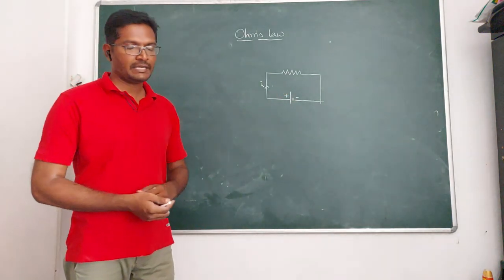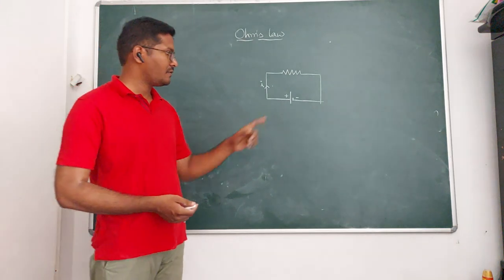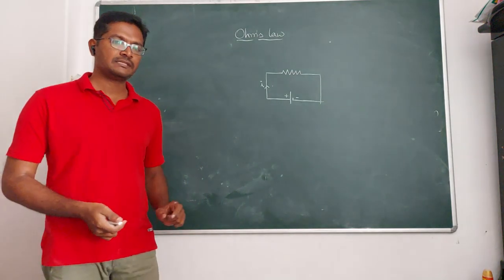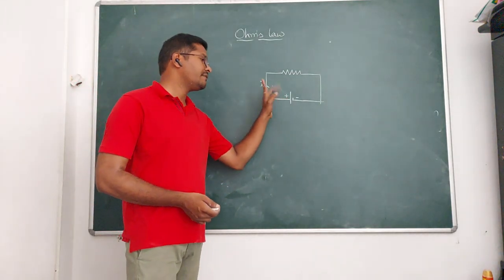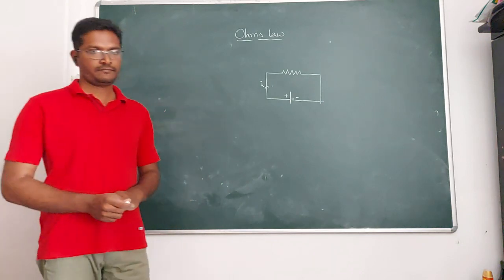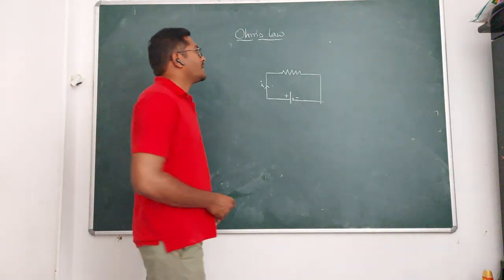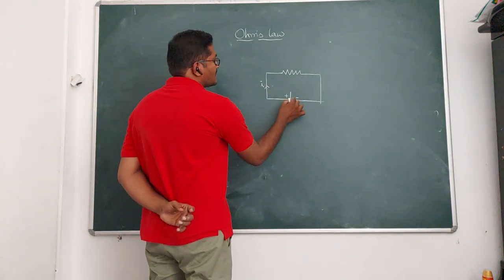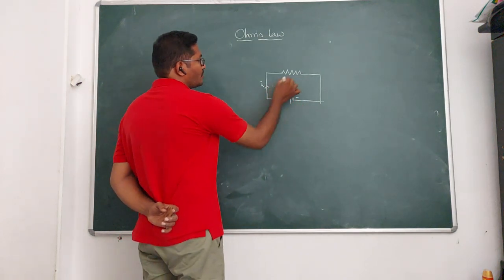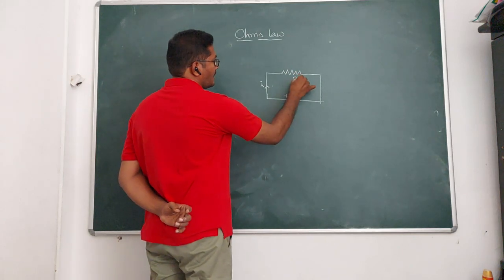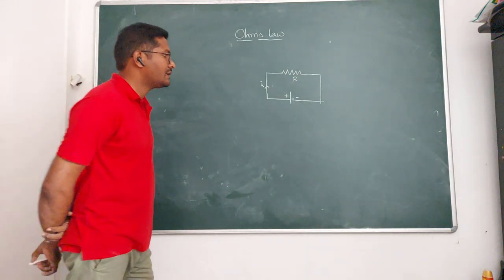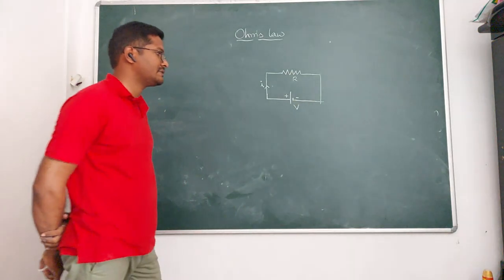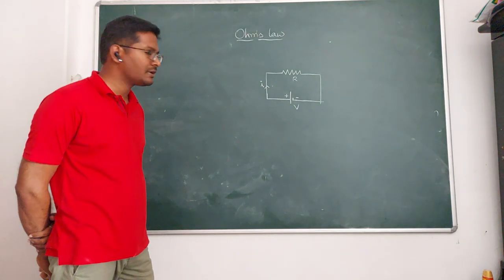There must be a potential difference, then only will charges flow. This is at higher potential, this is at lower potential. A potential difference is created, and that potential difference will drive the charges. Now Ohm's law states: suppose I am connecting a wire to the resistance R here, whatever the voltage source, that means the potential difference, which is denoted by the letter V.